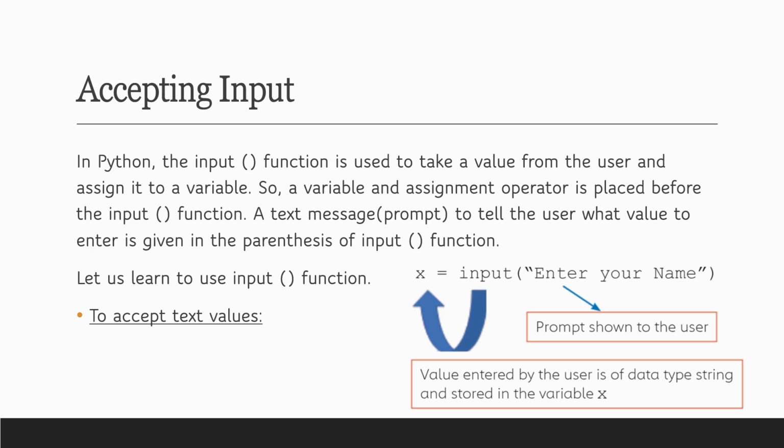In summary, the input function is used for accepting text input from the user. The value entered is always stored as a string, which can then be processed further. So that's why whenever you want to store from the user some integer or float value, you have to convert it to either int or float.